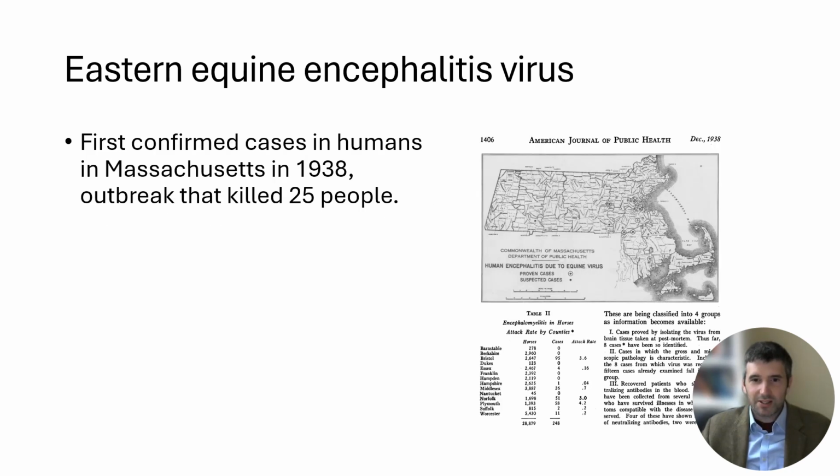So interestingly, there have been several outbreaks of EEE in the New England area. You can see the first reported outbreak was in Massachusetts in 1938, and that outbreak killed 25 people. And you probably can't quite see, but Middlesex County is down here, and there were 25 cases, not all fatal, from Middlesex County in that year.